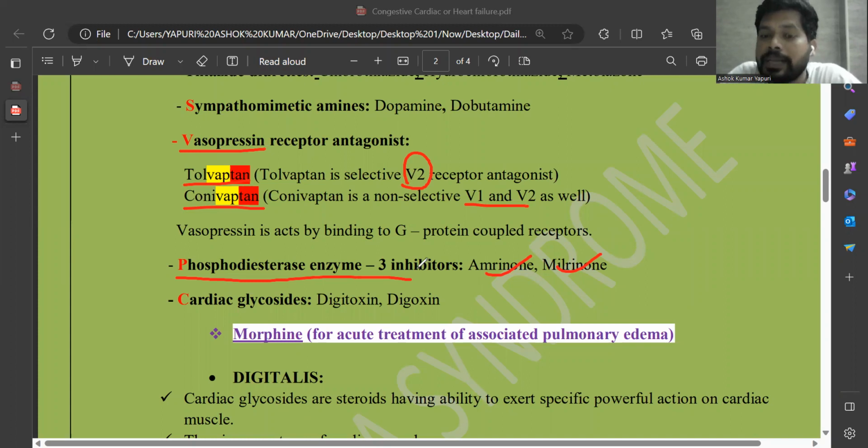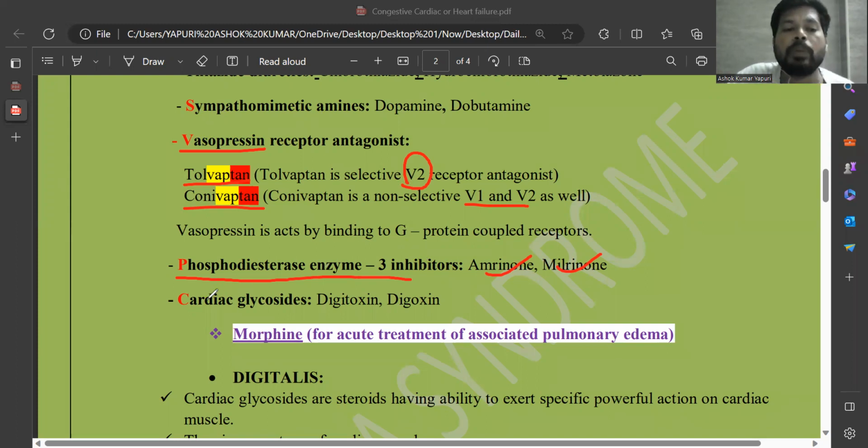Generally, these phosphodiesterase enzyme 3 inhibitors are known as inodilators. They cause inotropic contraction on the heart and dilation on the blood vessels. They show inotropic action on the heart, increasing the contraction capacity of the heart. When the contraction capacity of the heart increases, the excess fluids within the heart come outside, and the same drugs cause dilation of the blood vessels. That's why they are called inodilators.